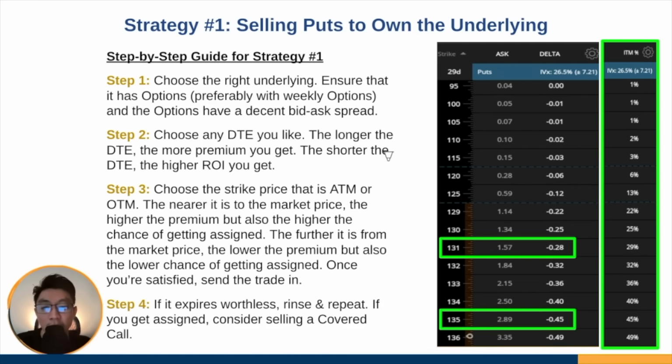accordingly. So last but not least, step number 4. Once you've already put on the put option, if it expires worthless, all you've got to do is rinse and repeat, right? Just sell the put option again. Now, if you get assigned, then this is actually what you want. At this point in time, you're already long the shares. You can consider selling a covered call, right?